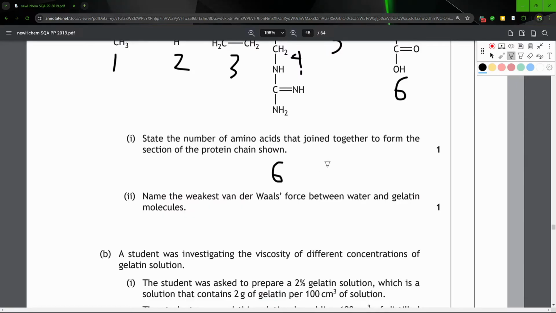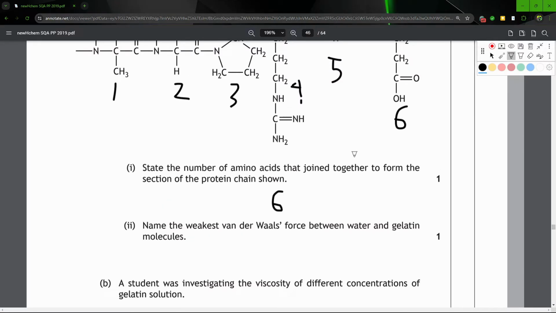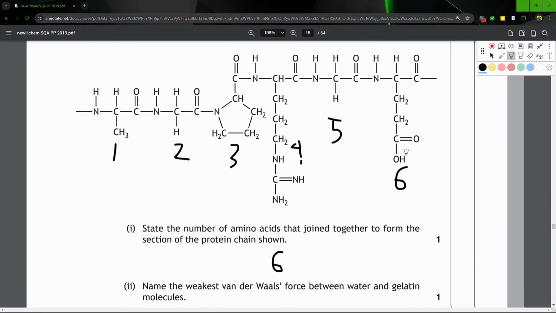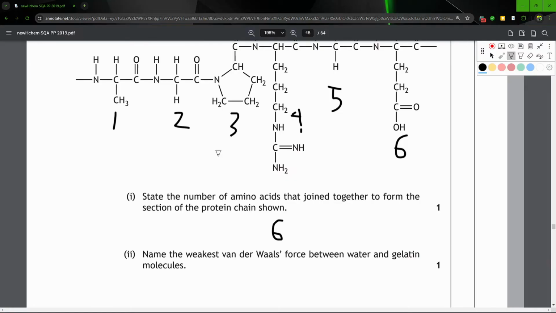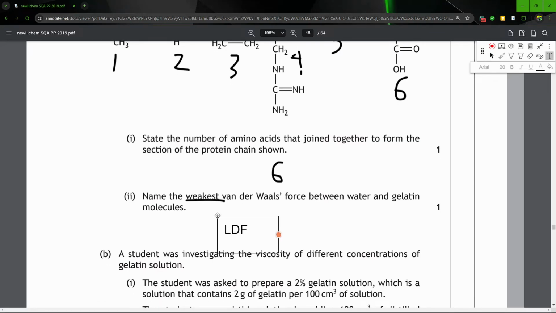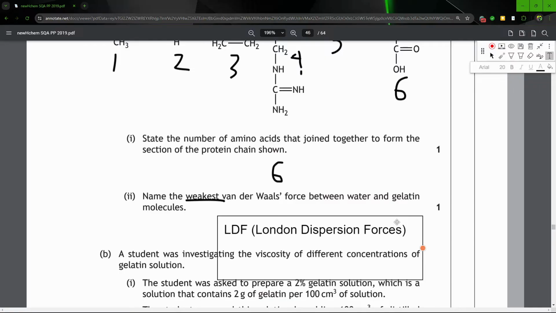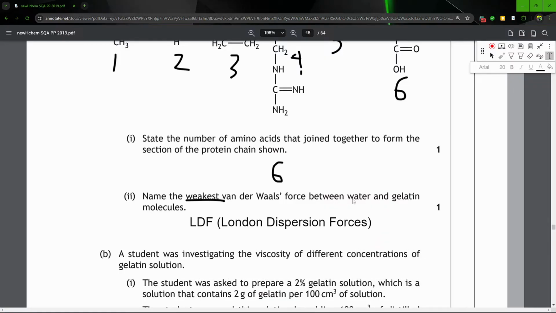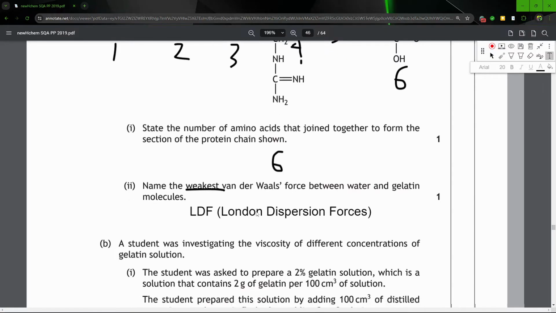Name the weakest van der Waals force between water and gelatin molecules. Well, you can already see there's OH groups, there's OH groups. Oh, actually it says weakest, not strongest. Well, weakest, Van der Waals force is always going to be LDF. Probably best to put the full name, London Dispersion Forces, but they will accept LDF. It's always going to be the weakest, and it's pretty much always going to be around. Even in noble gases, you see London Dispersion Forces. So that was a very easy question.